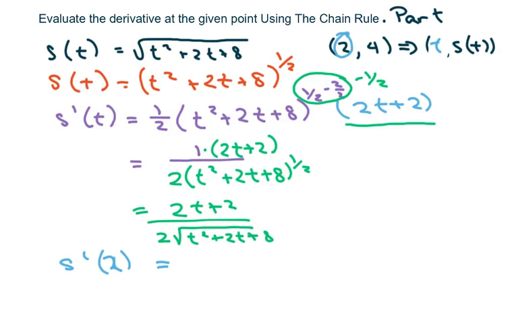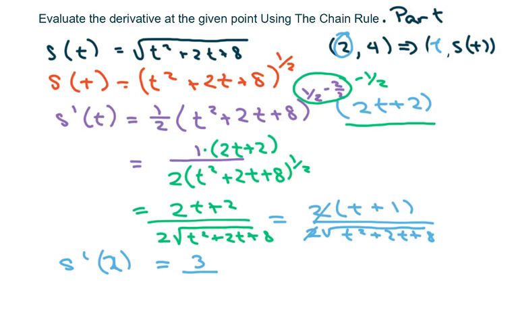And when you plug in 2, you're going to get, let's see. Well, basically here, what I can do is factor out a 2, make this easier. And the 2's will cancel. So now we plug in 2, and you're going to get 3. And when you plug in 2 in the denominator, you're going to get 2 squared plus 4 plus 4. So that's going to be square root of 16, which is going to be 4. So that is the derivative at the point where t is 2.